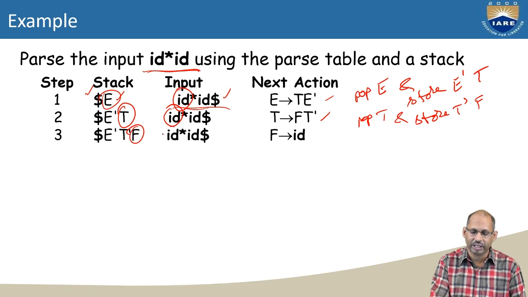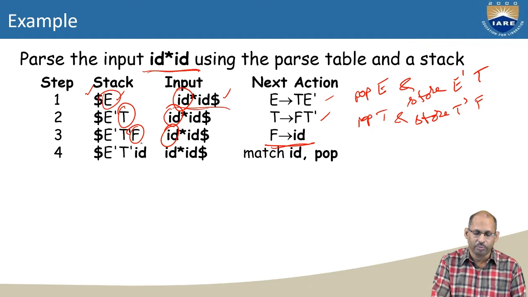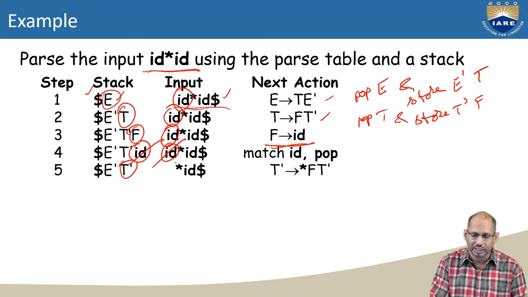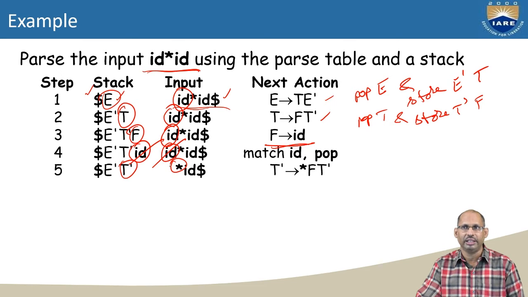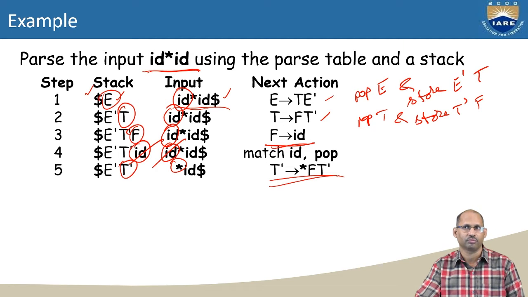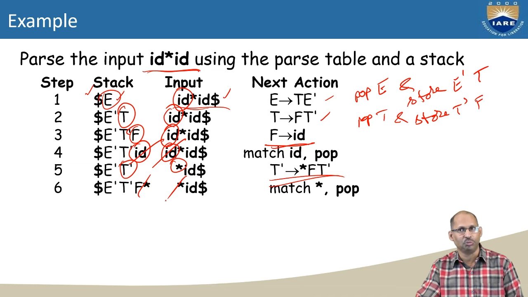Then consider F and ID. So pop F, store ID, remove ID. Next, T dash and multiplication. So here T dash and multiplication is giving this one. Right? So now pop T dash and store star F T dash. Multiplication, remove that one.